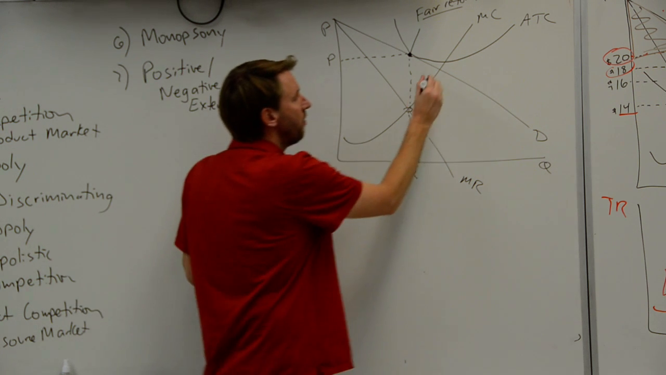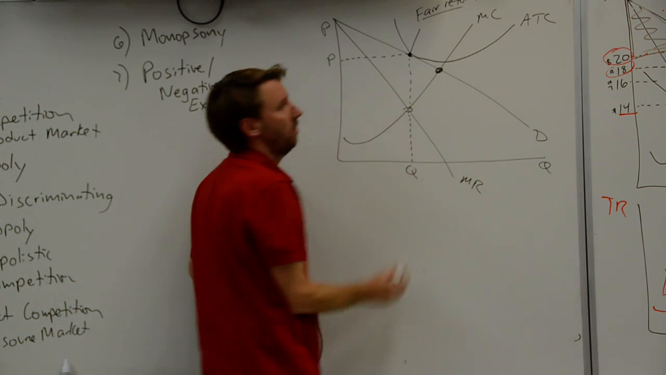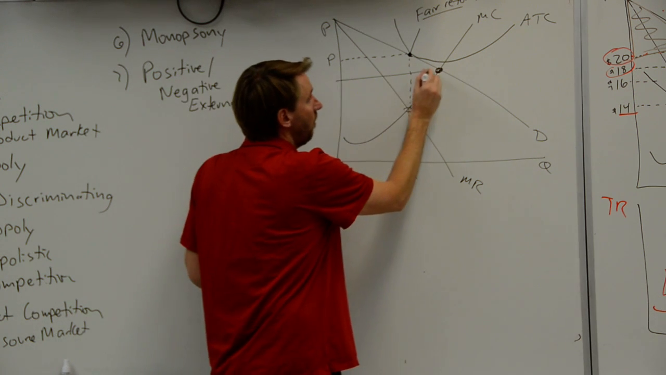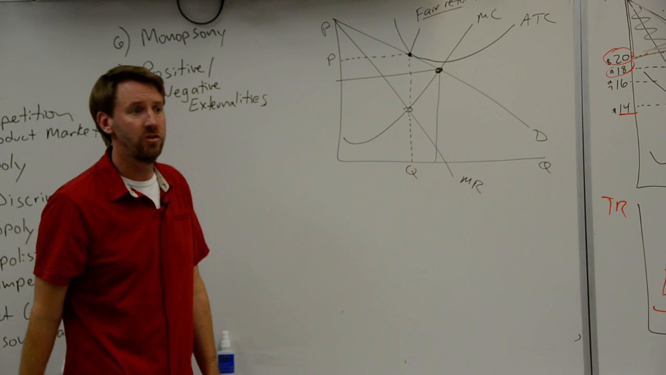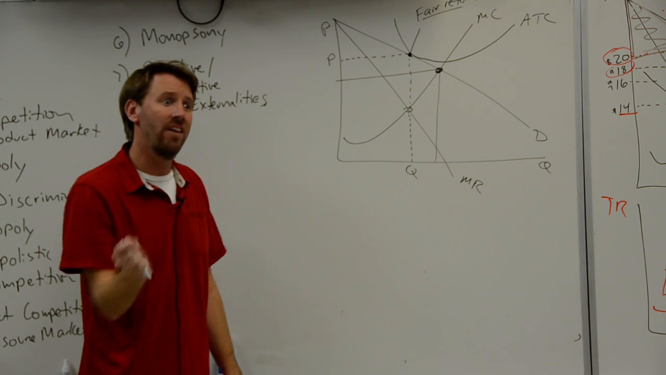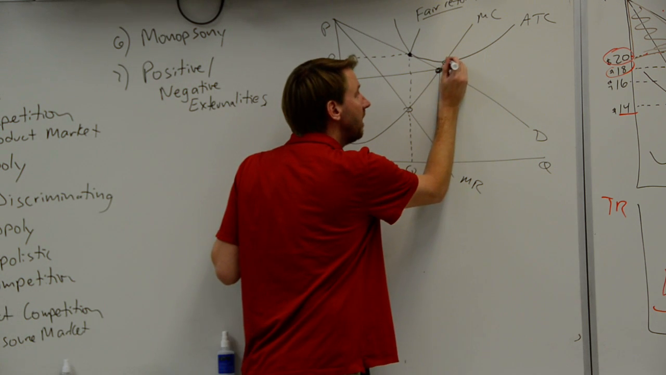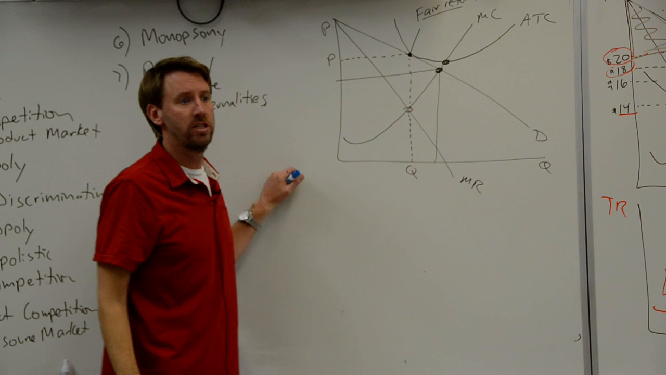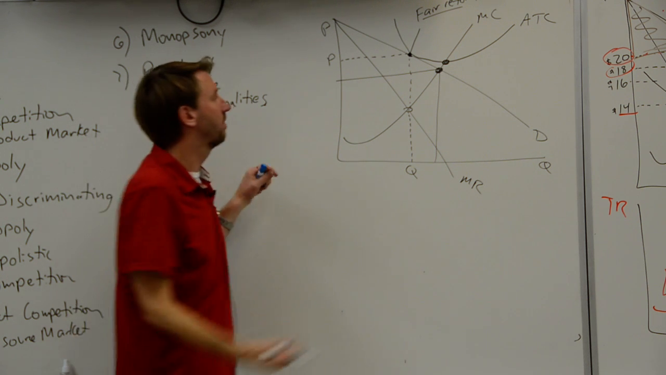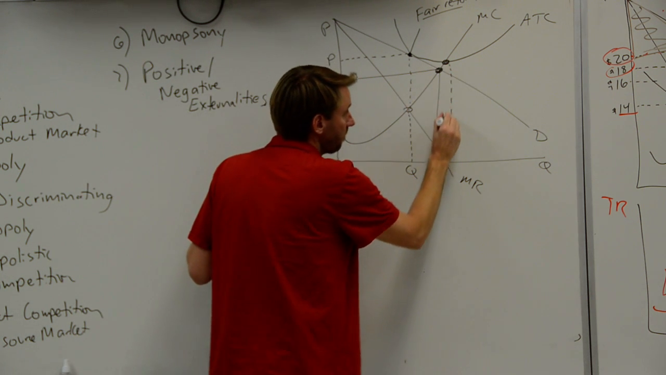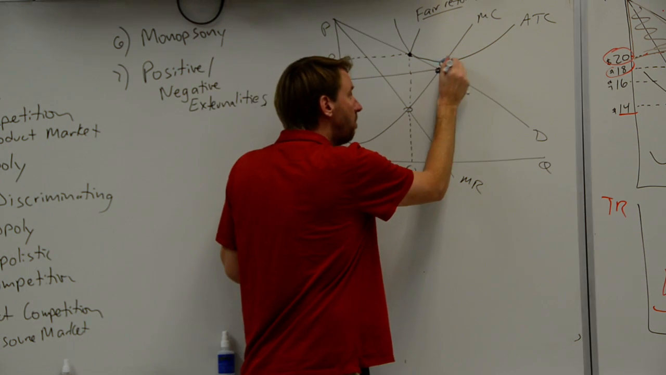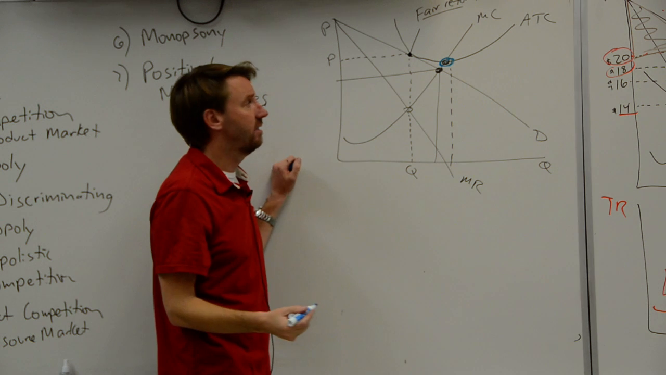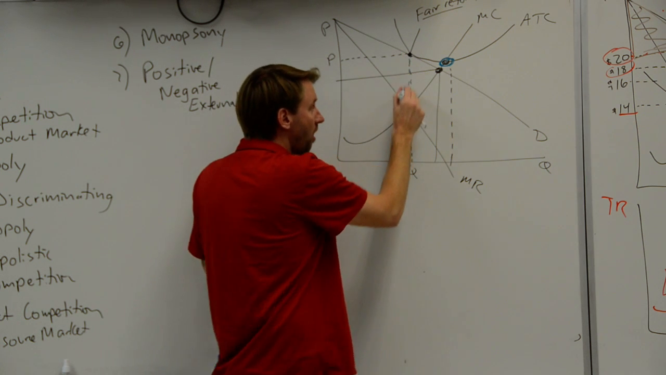You would say that they're not even producing what society wants, because society wants it at equilibrium, right? That price and output, they're not there. So they're not allocatively efficient. They're also not productively efficient. That's productively efficient right there, where it's minimum ATC. It's not productively efficient.